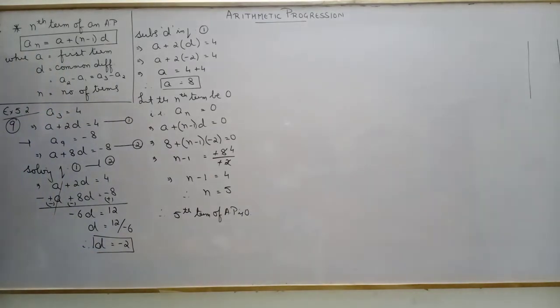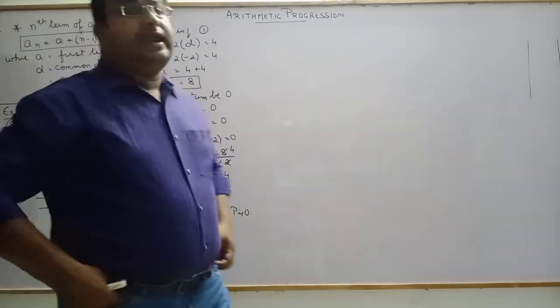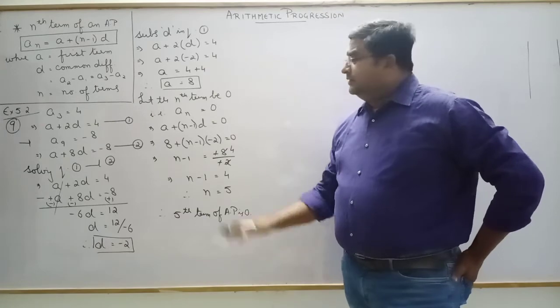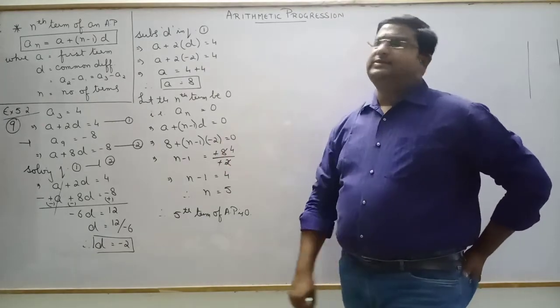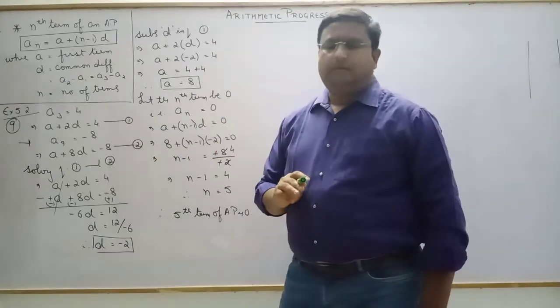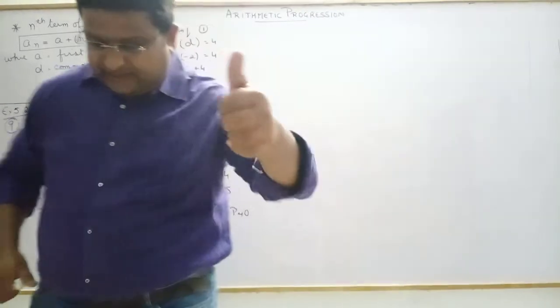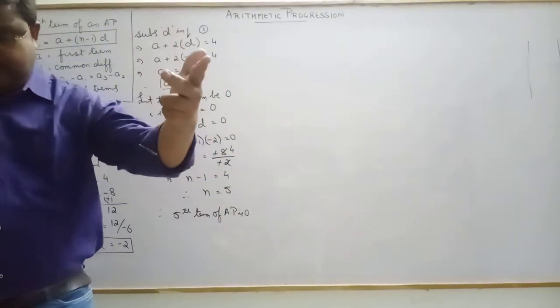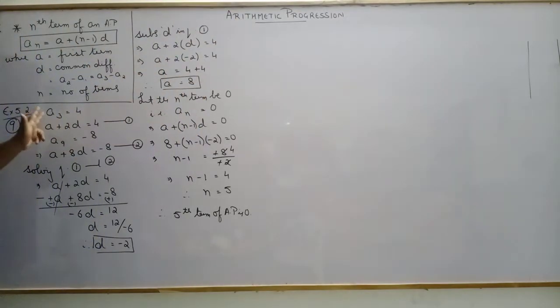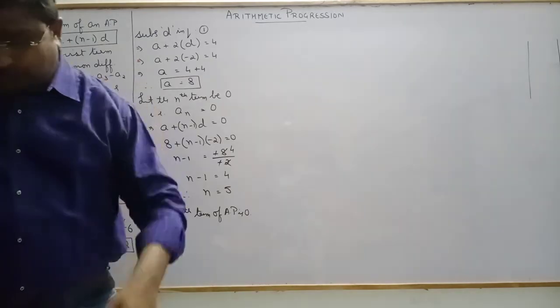Correct? We have to find A and D, and after finding A and D, we can find any term we want. Clear? This is a very, very simple exercise, very, very simple chapter. I repeat it again. Now question number 7, 8, 9 we have discussed. All of them are the same. 7, 8 and 9. 9th we have discussed, 7 and 8 we can do.